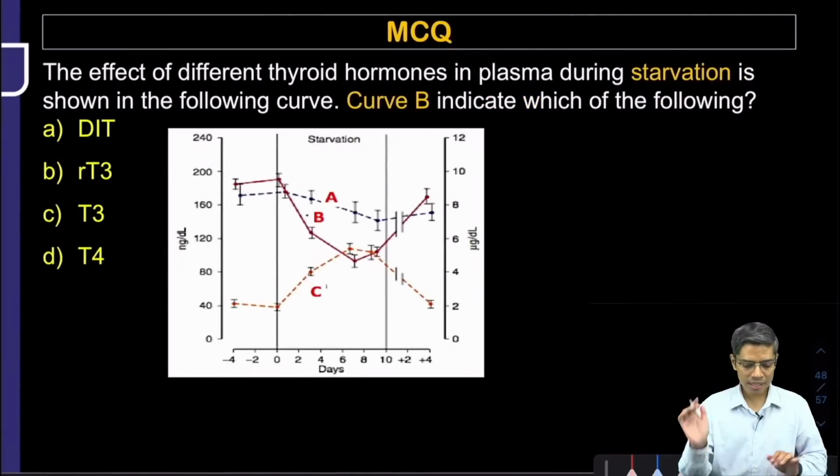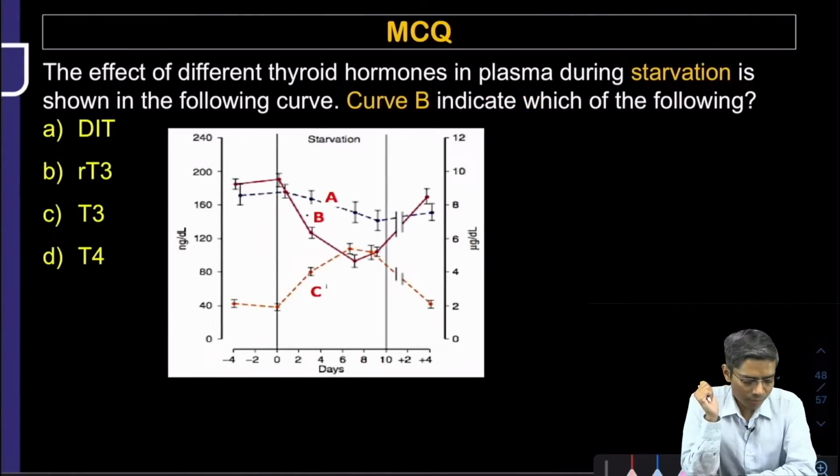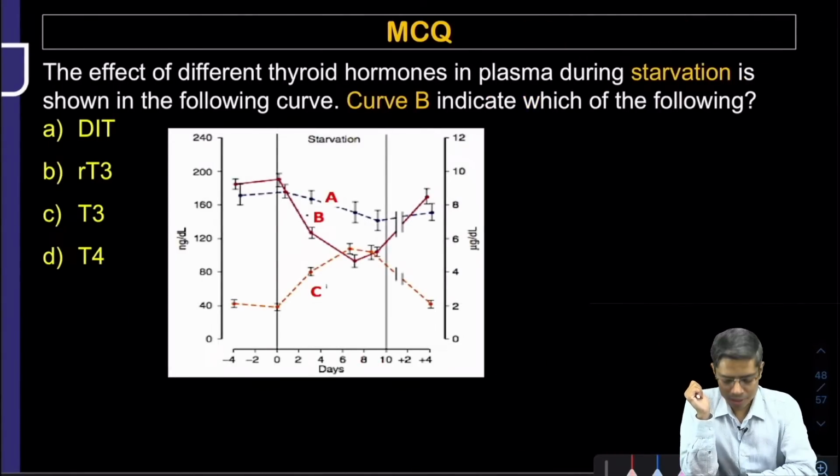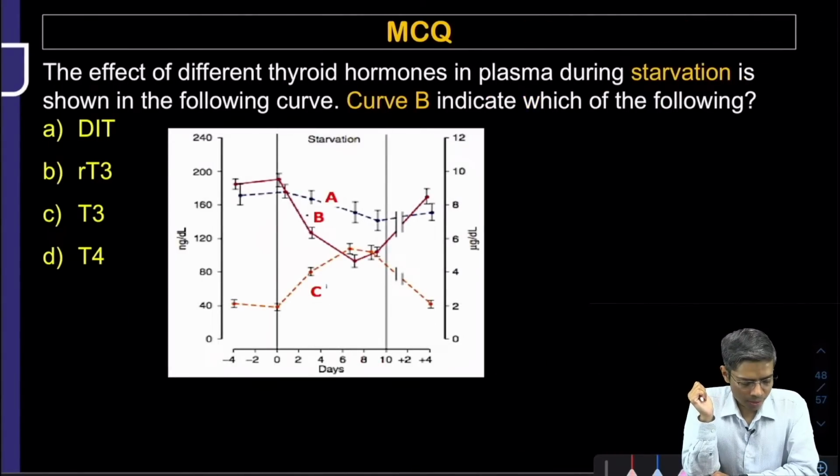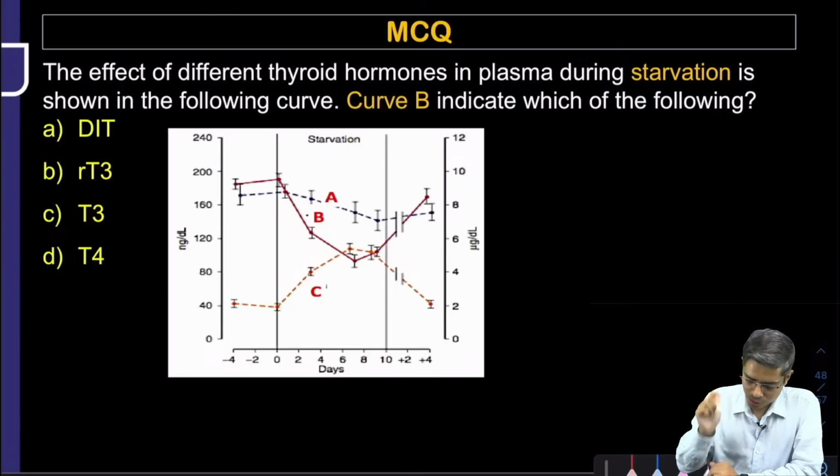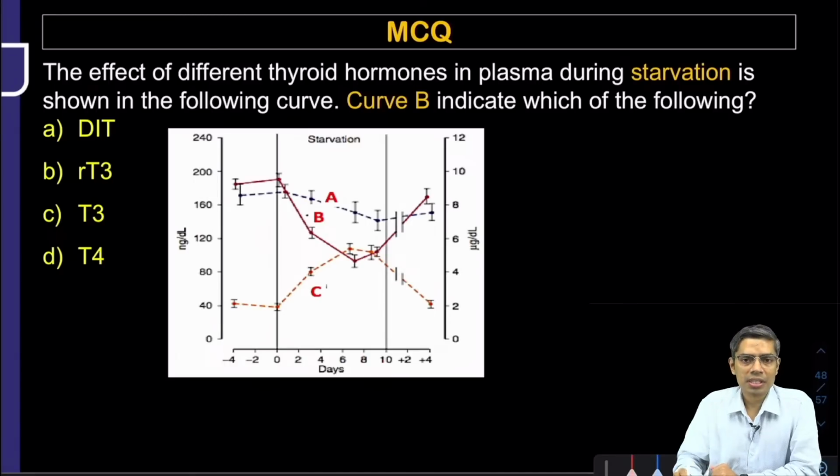Okay. Next question is coming here. So, look at this MCQ, try to answer. The effect of different thyroid hormones in plasma during starvation is shown in the following curve, curve B indicates. Okay. So, I am discussing this question directly.